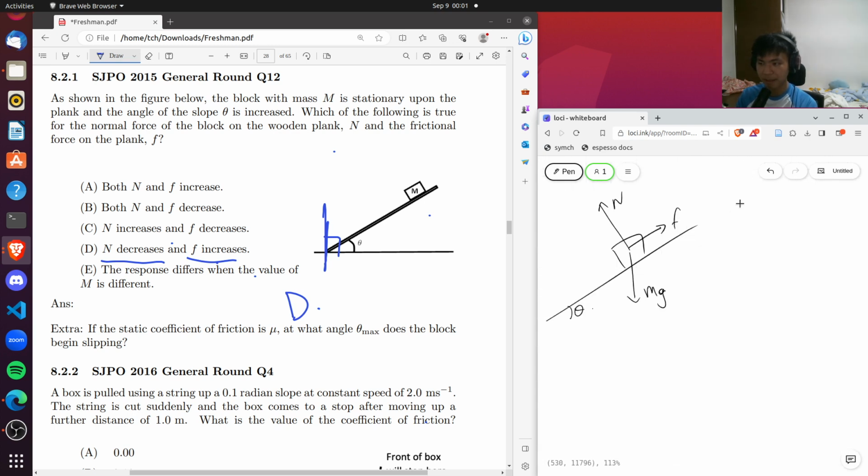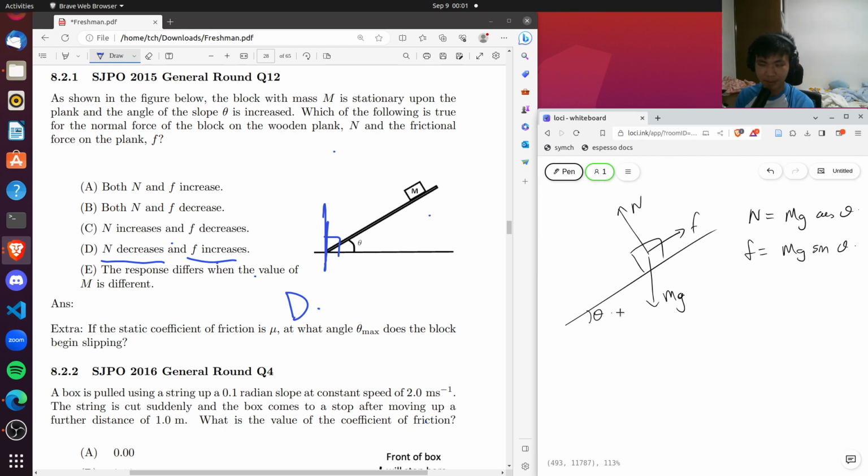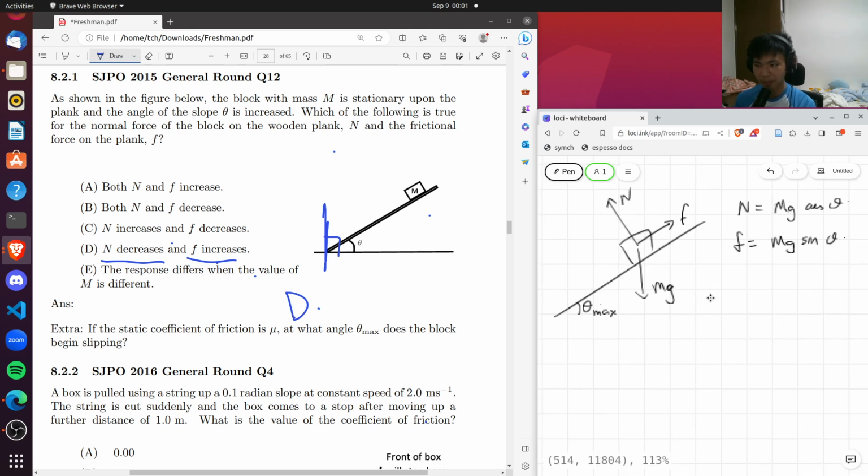And you derived previously that N is equal to mg cosine theta, F is equal to mg sine theta, and hence we could answer the question. Now my further question is, of course, in real life, we know that if we tilt the slope steeper and steeper, at some point in time, friction is going to be unable to hold the block up, and the block is going to start sliding. So my question now is, what is the angle theta max at which the moment the friction starts to lose out and the block starts slipping?